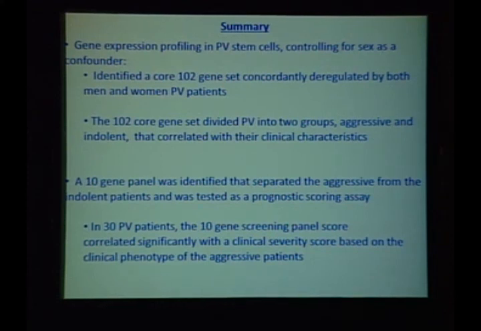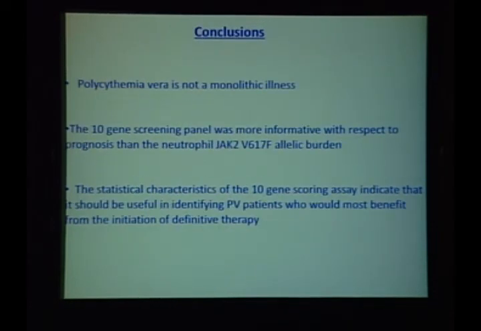Now, the 102 genes, we can set people into 2 groups. Now we've got it down tenfold to a 10 gene panel. And this continues to correlate with severity score, so that we can think now that we can divide patients into those who need therapy and others who need no more than phlebotomy and occasionally aspirin.